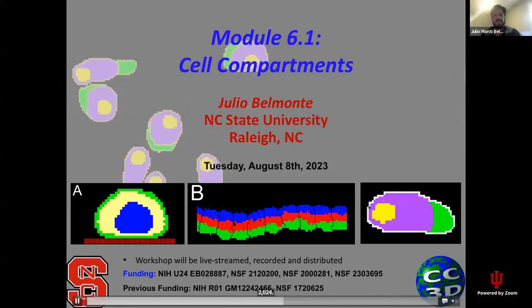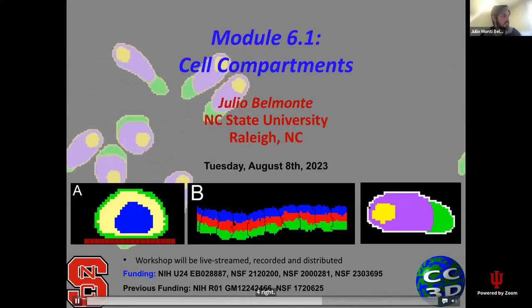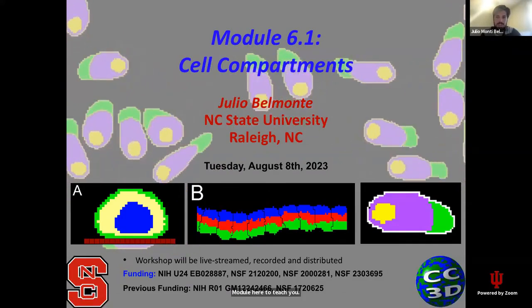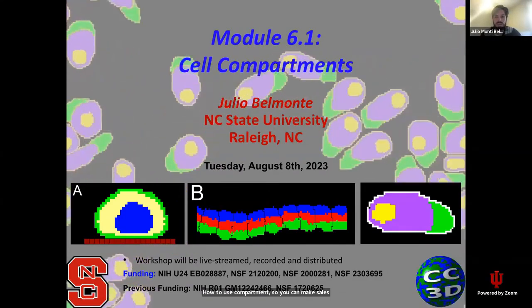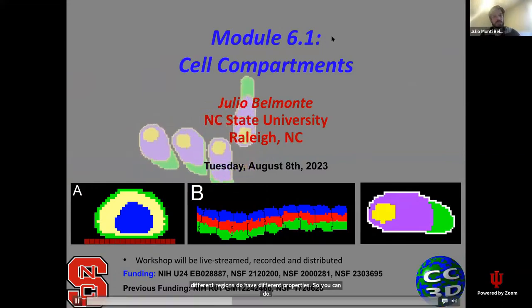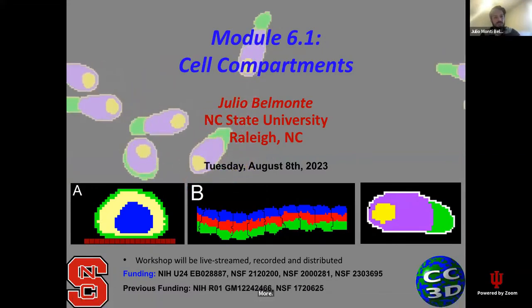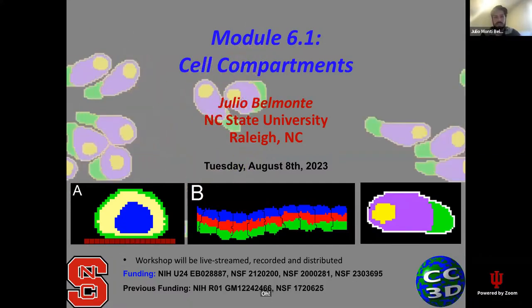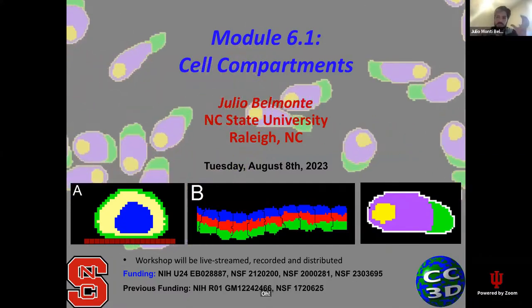And the idea of this module here is to teach you how to use cell compartments so you can make cells of different shapes and have each one of those different regions have different properties, so you can do more things, right? The cells can do one thing on one side, another thing on the other side.